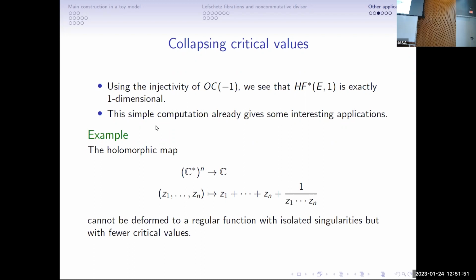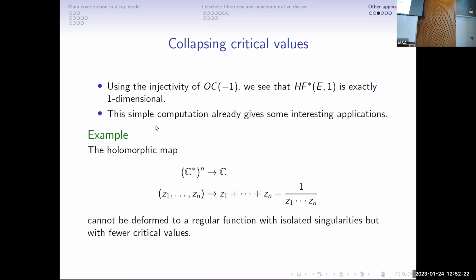So this is a quite simple observation, but it has some interesting corollaries. For example, consider the holomorphic map taken from (C*)^n to C, which is the standard mirror of CP^n. It says that it cannot be deformed to a regular function with isolated singularities with fewer critical points. Sorry, fewer critical values. So, how do we prove that?